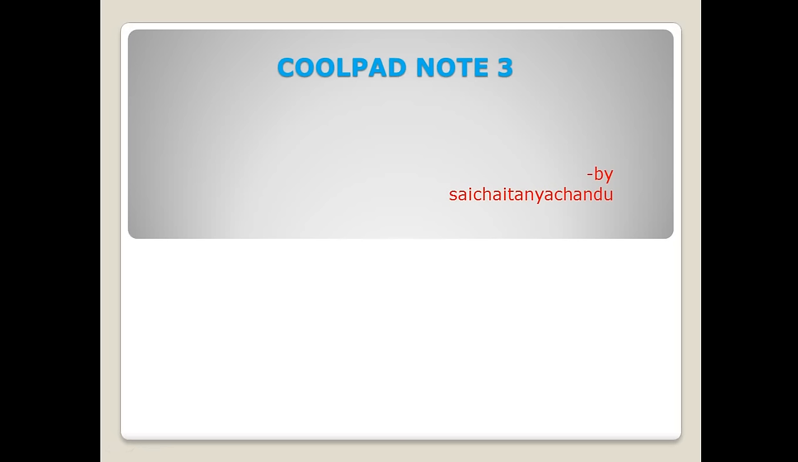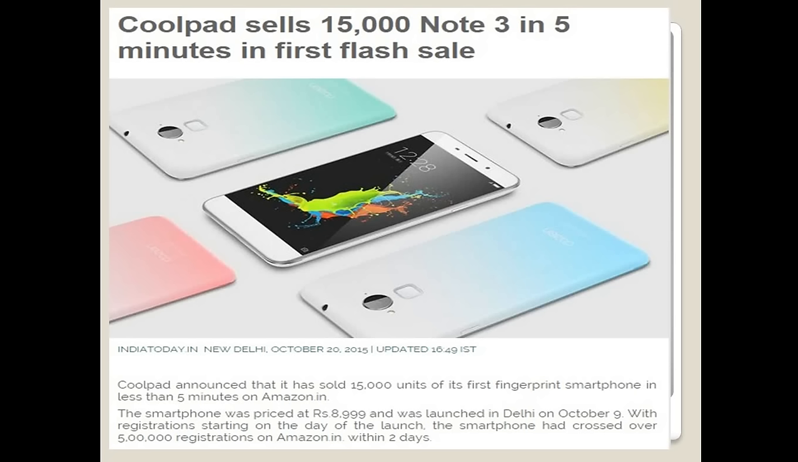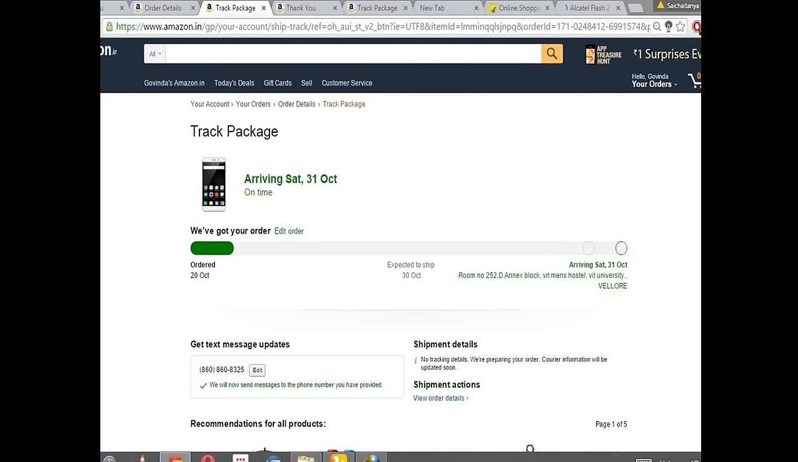In this video I am going to tell you the advantages and disadvantages of the phone. Before that, let me tell you this news, guys. I sold around 15,000 devices within the first 5 minutes in the first flash sale. More than 5 lakh users have registered for this phone on Amazon, and I have successfully placed the order, and I'll be getting this phone before like 31st October.